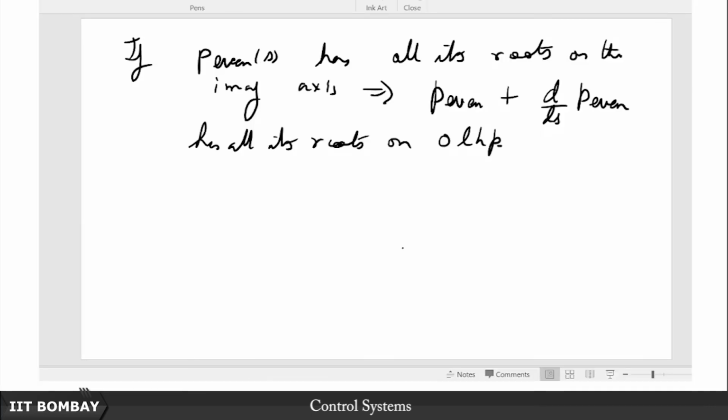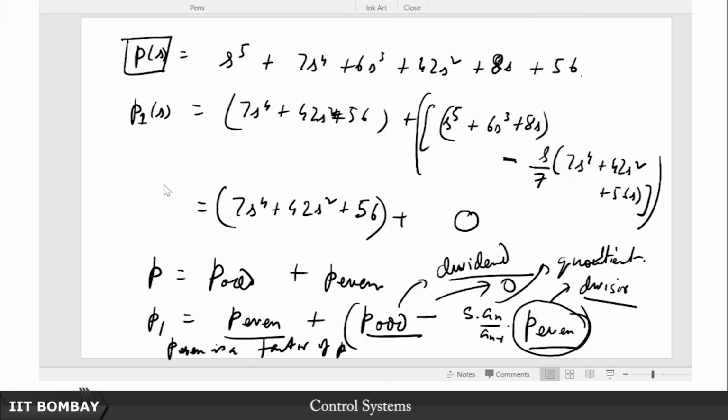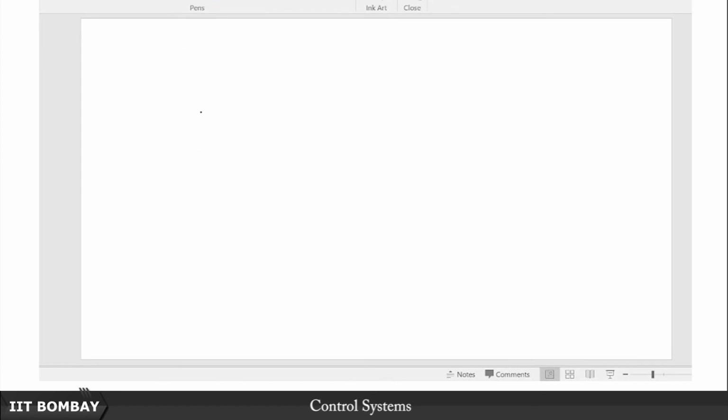So the number of sign changes will tell me that those many are not on the imaginary axis. How so? Let's finish this example, and then I'll give you one more exercise to try out. So here, s to the power 5, let me cook this up here. Go to the new slide.